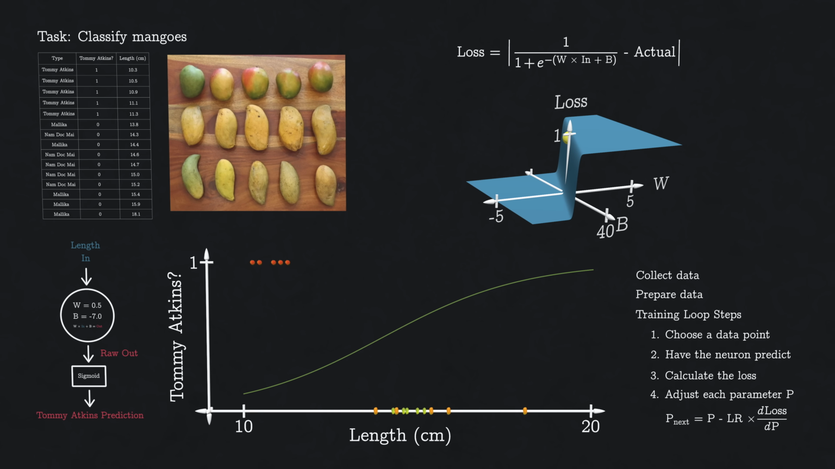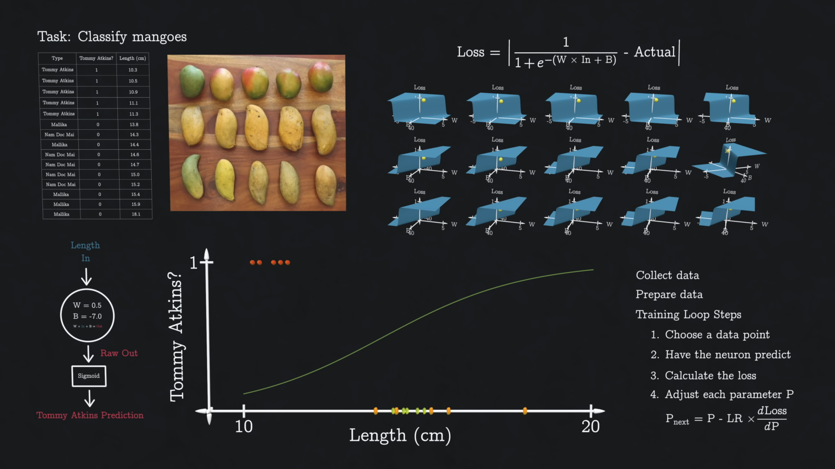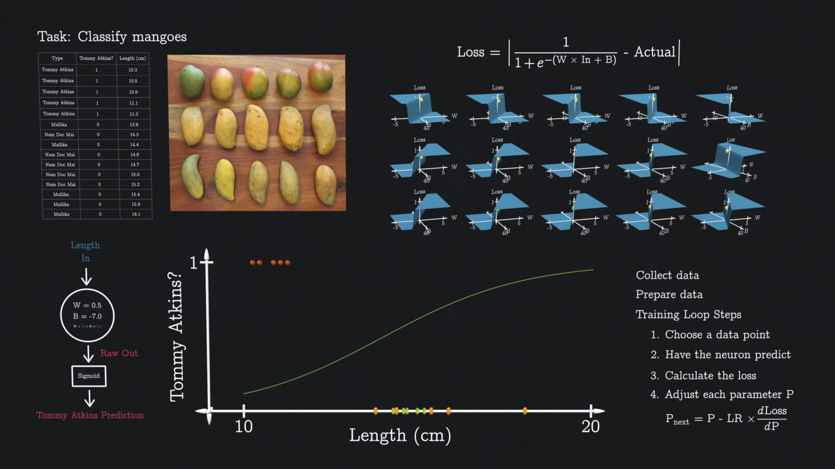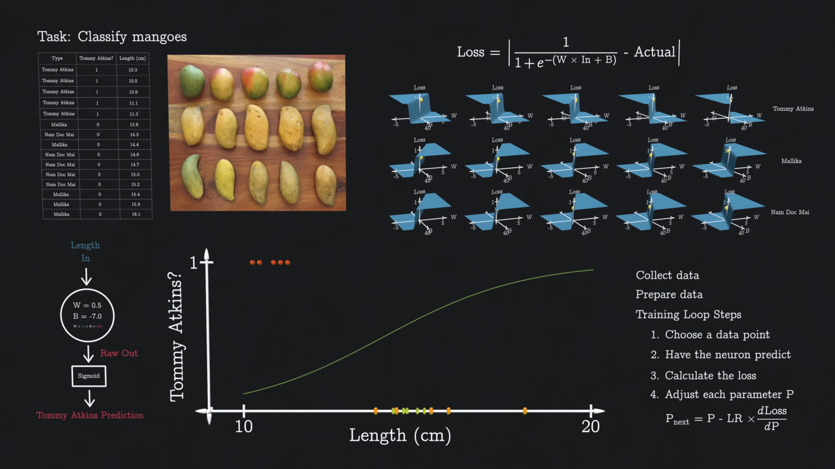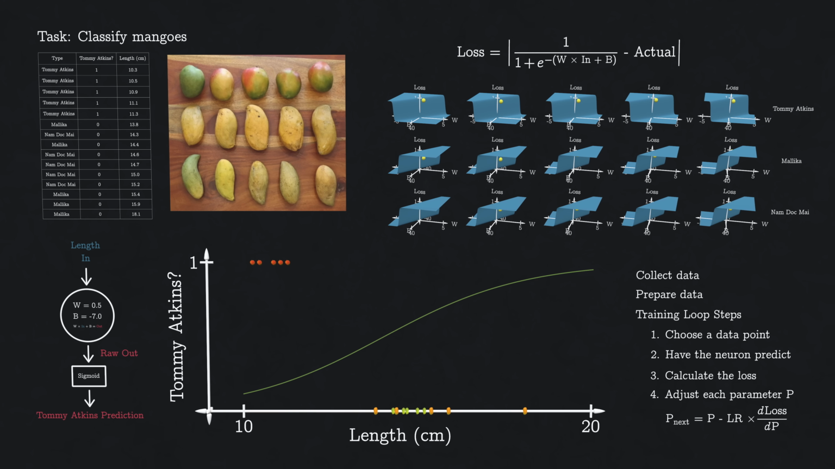So if we make a little room here, we can actually graph a separate surface for all 15 data points. In all of these graphs, the dot is showing the same weight and the same bias, but the loss value shown by the height of the surface varies. The top row corresponds to the Tommy Atkins mangoes, and notice how those functions are sort of opposite of the others, and that's because the actual value in the loss function is 1 there, but it's 0 in the other ones.